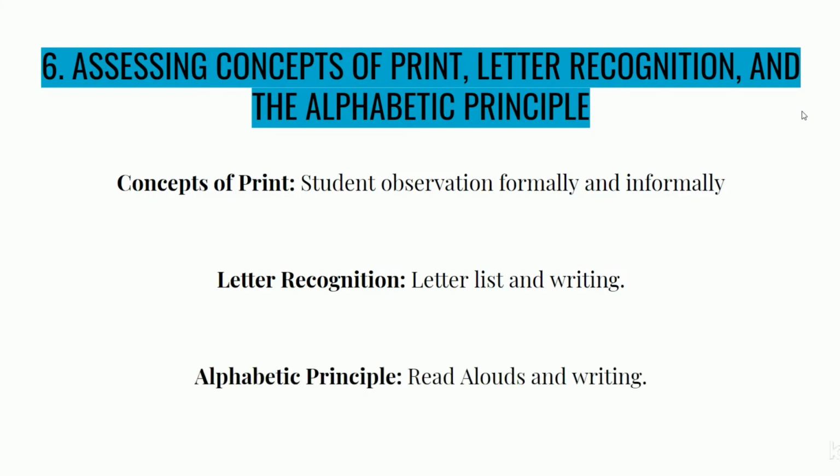Finally, when we want to assess the alphabetic principle, we're going to focus on read alouds and writing again. A student can demonstrate their development of the alphabetic principle by showing their ability to sound out words. Even if the student makes some mistakes sounding out a word, they're still showing that they understand that letters are associated with sounds. And again, a more challenging assessment would involve the teacher saying a word and having the student attempt to write the word.